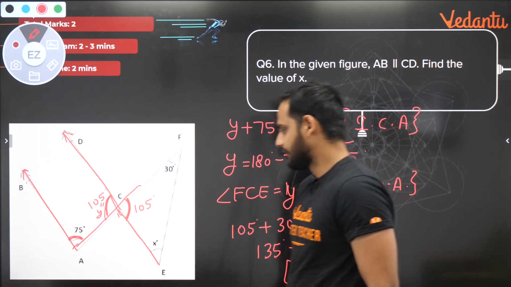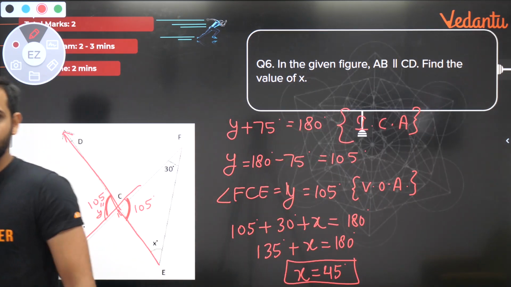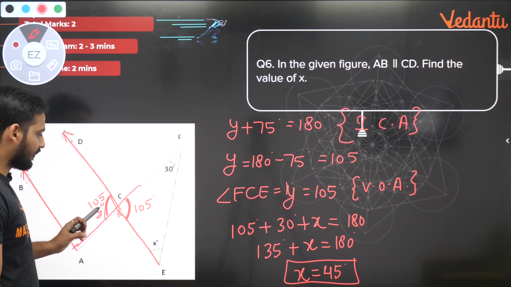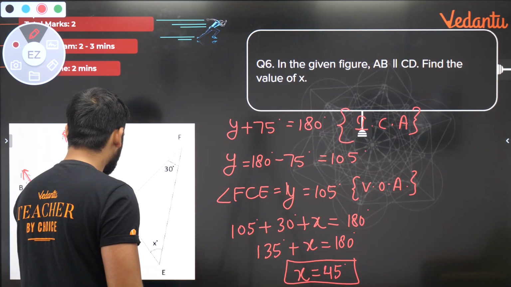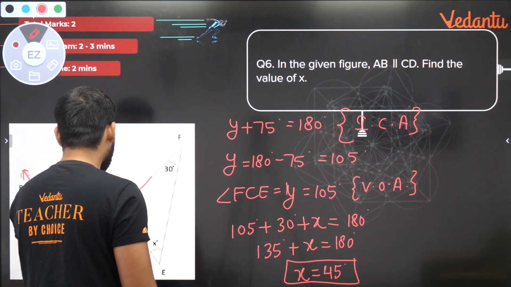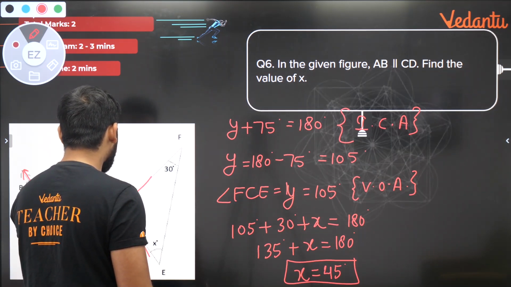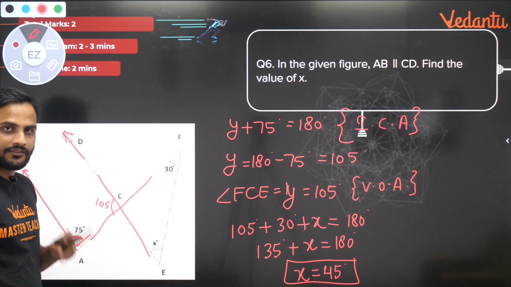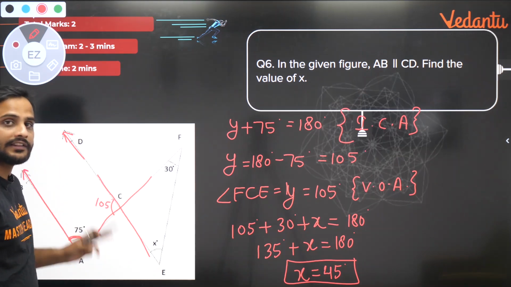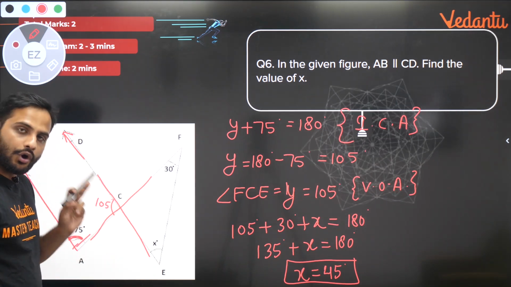Okay, now bachcho, see what mistake many students may make. They will say, sir, 105 is here. So they'll think 105 is the exterior angle. So many will say 105 is 30 plus x. So many will get the answer as 75, which is wrong. Why? Because 105 is not the exterior angle. It is not the exterior angle.